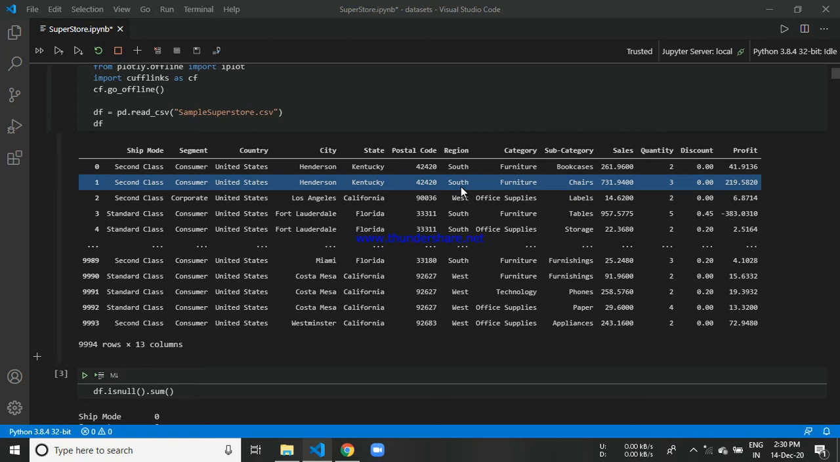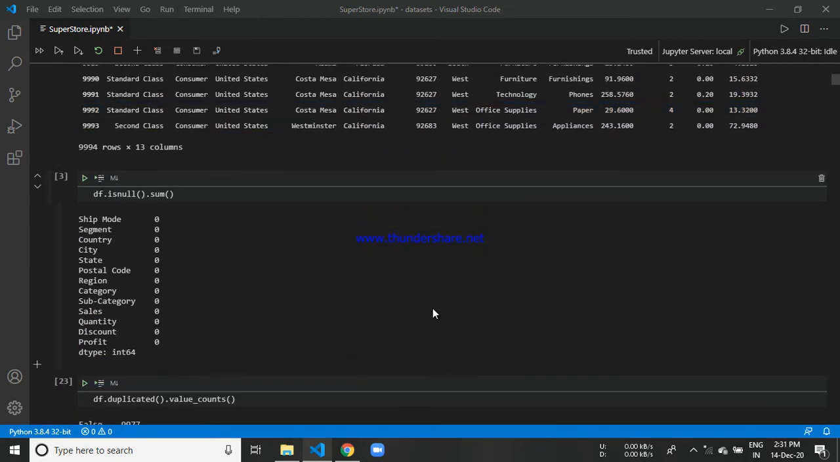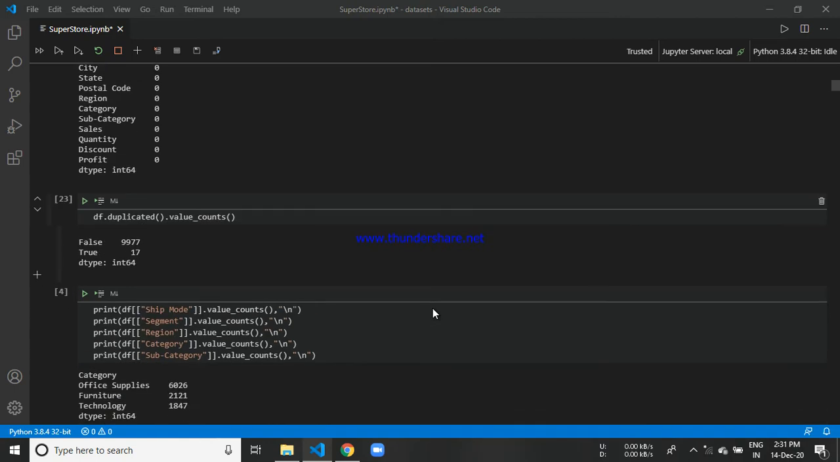We have 9,994 rows and 13 columns. The column names are ship mode, segment, country, and all the way through discounts and profits. You can see it yourself. That's a pretty huge data we are working on. So let's see if there are any null values present in it. No, there are no null values present, and if there are any duplicates, yes, there are 17 duplicates, but I'm not going to drop them because I am assuming in a sales kind of data we can have duplicates.